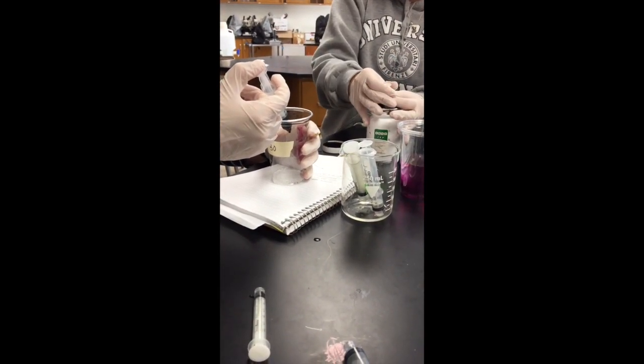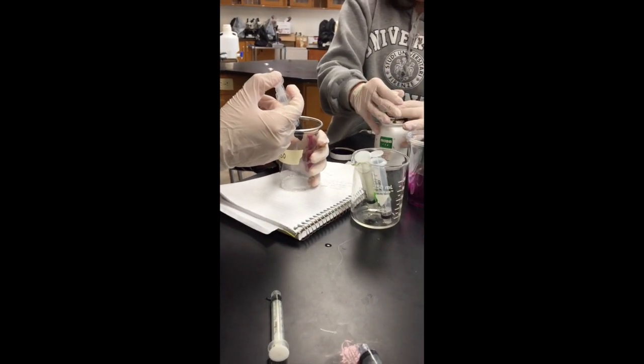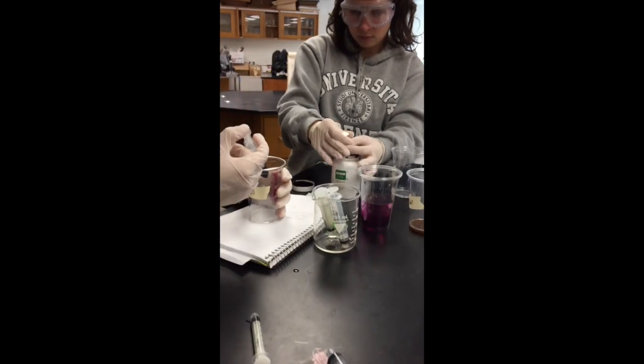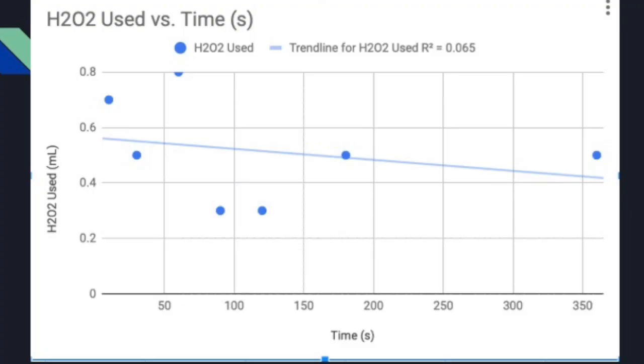The amount of potassium permanganate it takes for each sample to be titrated will differ because each one reacted with the catalase for a different amount of time. We then organized this data and graphed it accordingly.